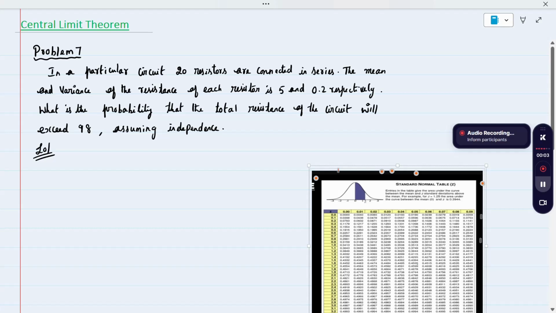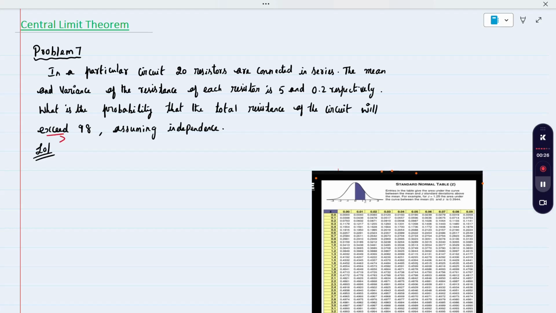Hi all, today's topic is the central limit theorem, problem 7. In a particular circuit, 20 resistors are connected in series. The mean and variance of the resistance of each resistor are 5 and 0.2 respectively. What is the probability that the total resistance of the circuit will exceed 98, assuming independence?